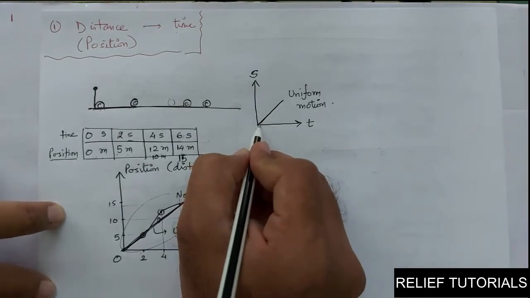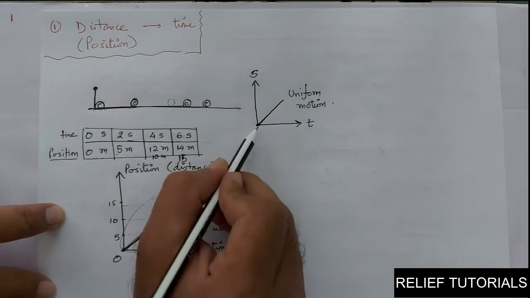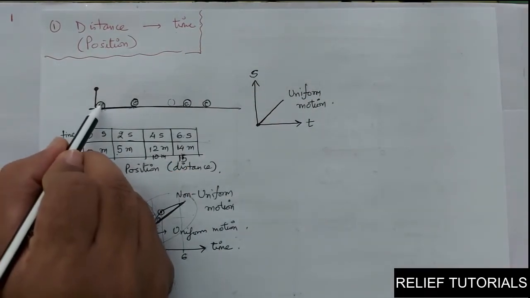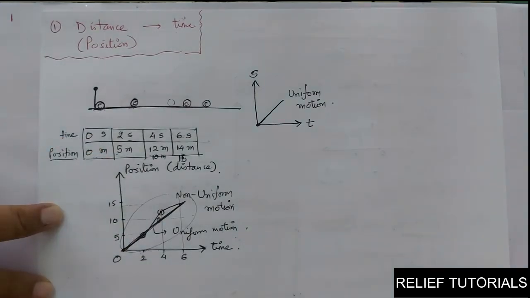Okay, and look at this. The graph starts from what? The graph starts from the origin. The graph starts from the origin means what? The particle starts moving from the reference point only.